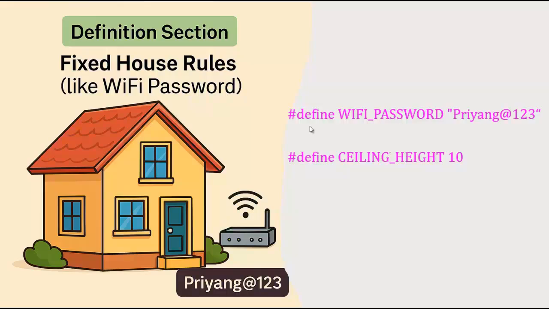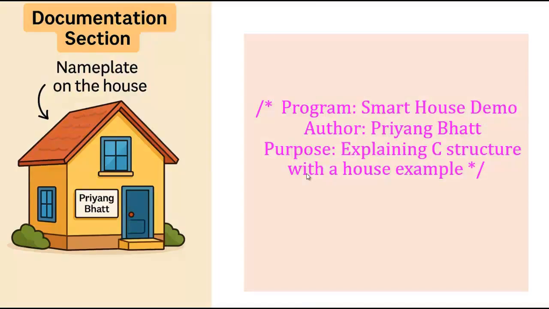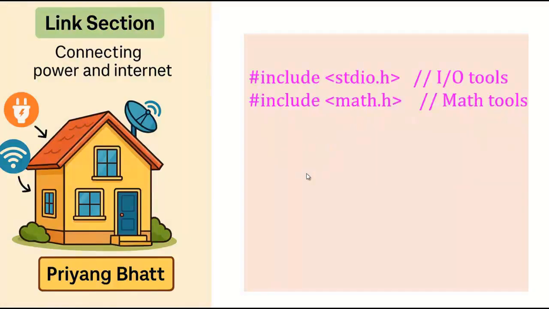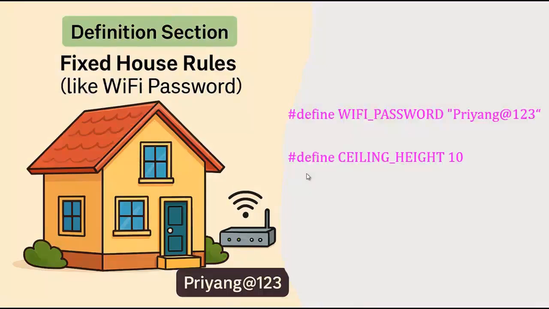throughout the program. Here you can see #define WIFI_PASSWORD, and this is our Wi-Fi password. #define CEILING_HEIGHT 10. So these are fixed rules of the house and don't change every day. So this is our definition section. Please remember this, right? Again, documentation section, nameplate on the house. Link section, connecting power and internet, because we don't produce our own electricity or internet, so we require the link section. Definition section, fixed rules of the house, like the ceiling height is fixed or the Wi-Fi password is set once and doesn't change every day.